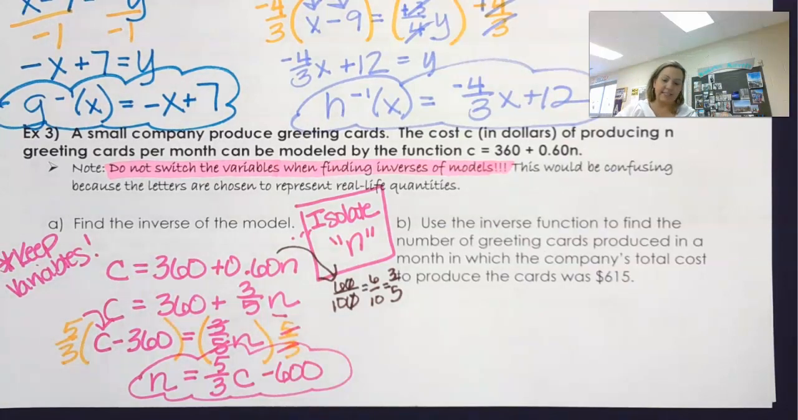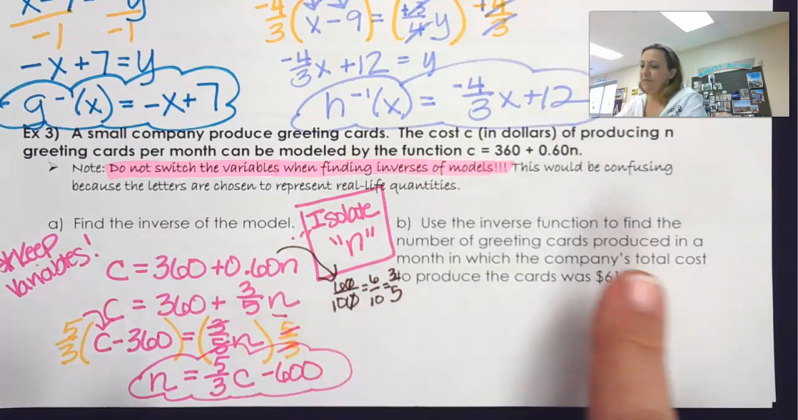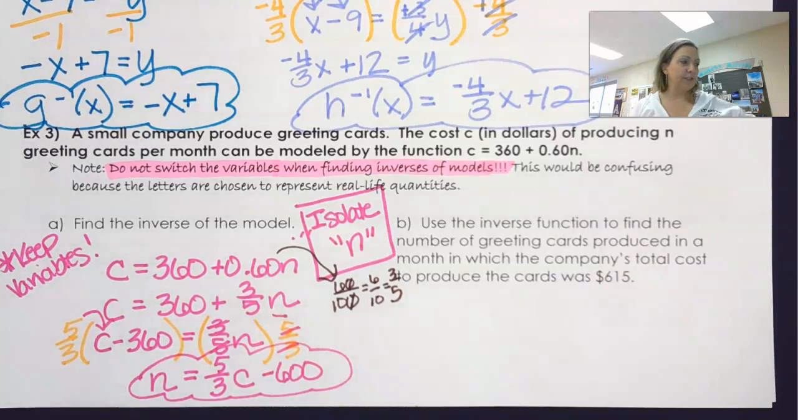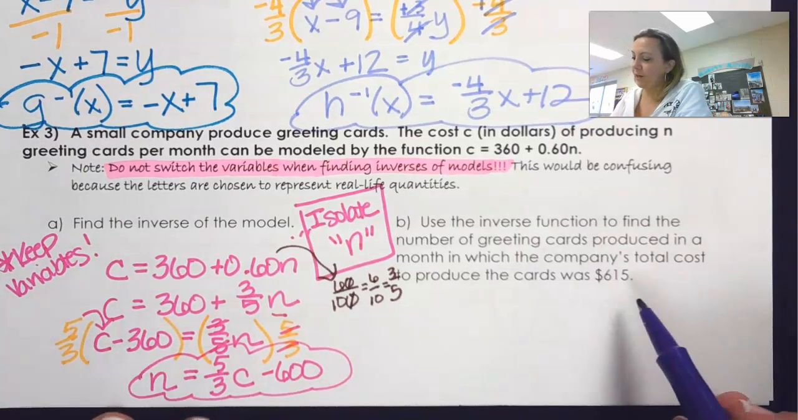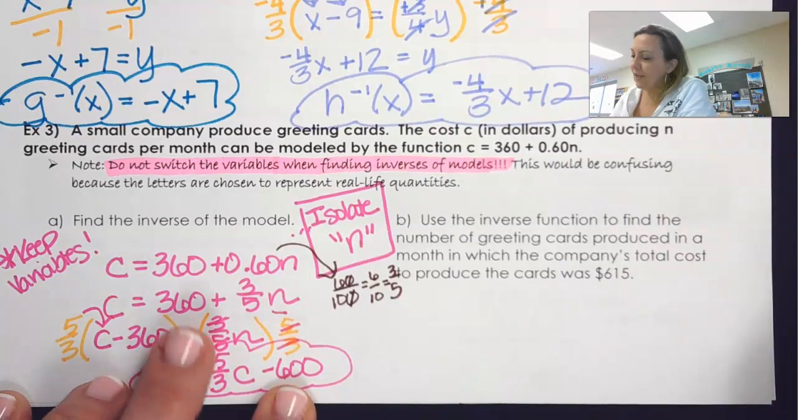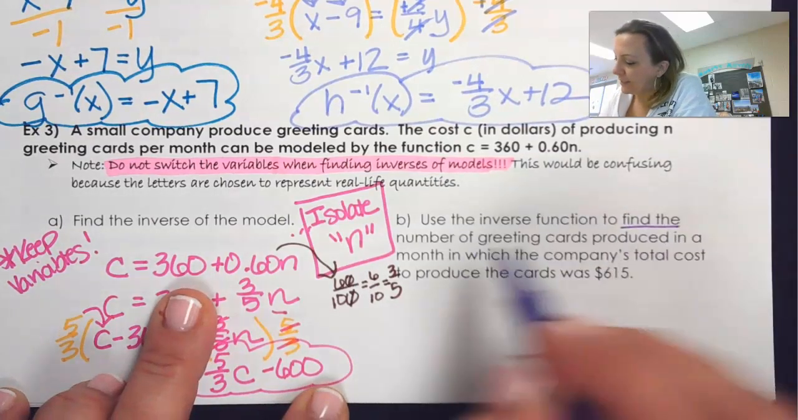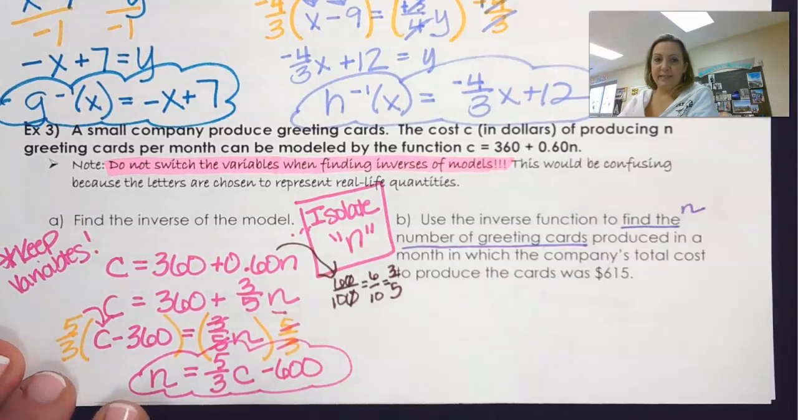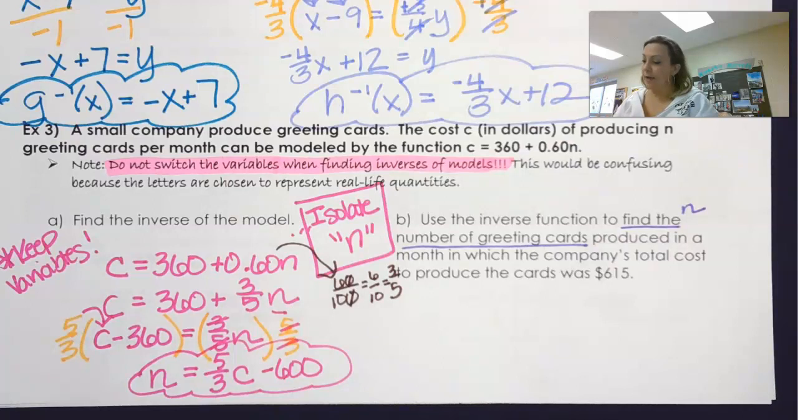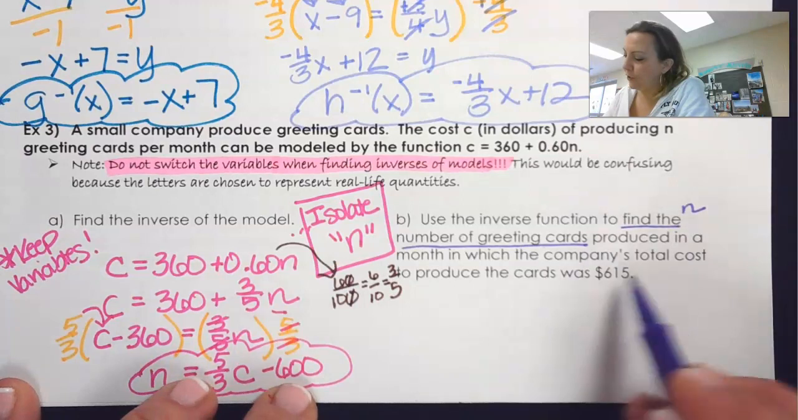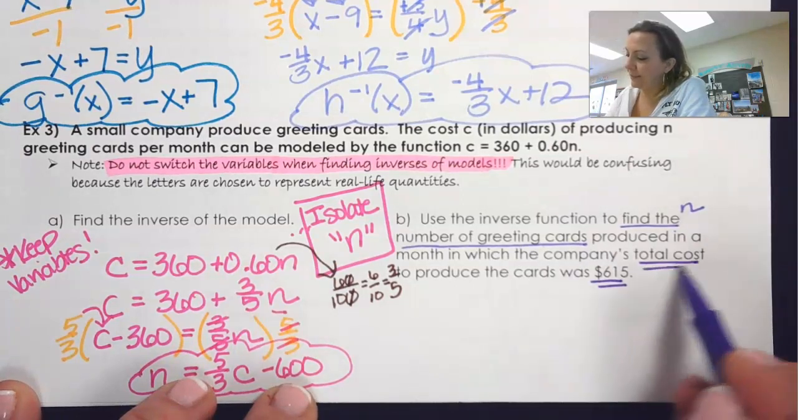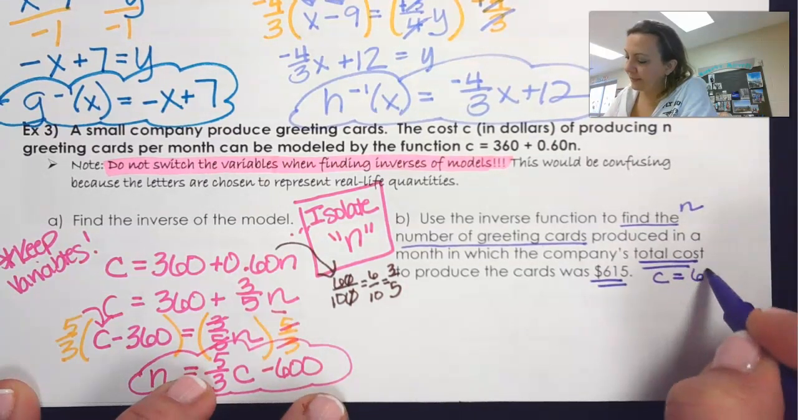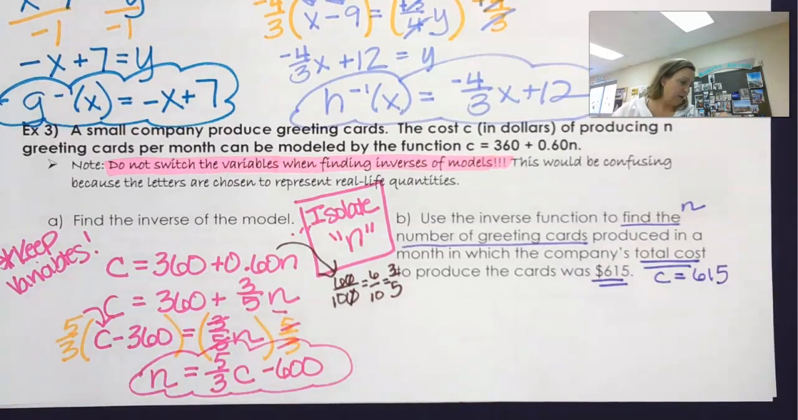So now letter B says, let's use the inverse function to find the number of greeting cards per month in which the company's total cost to produce the cards was $615. So this time we're going to find the number of greeting cards, which is n, and notice that's what's isolated here, when the company's total cost to produce was $615. So this is saying that my C is 615.